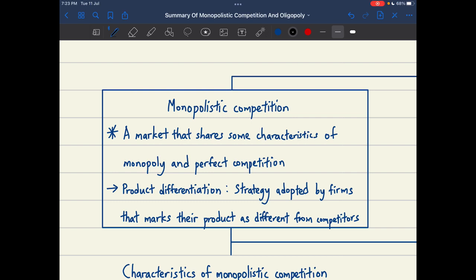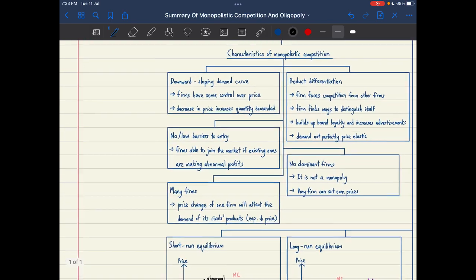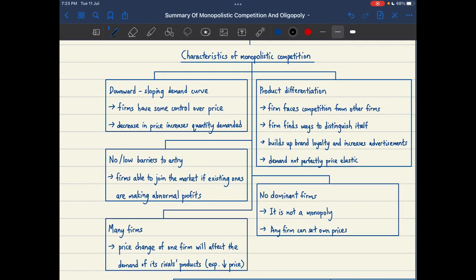Another definition that we need to know is product differentiation, which is basically the strategy adopted by firms that marks their product as different from competitors. Okay, so now let's take a look at the characteristics of monopolistic competition. You can see I have 5 characteristics listed here.